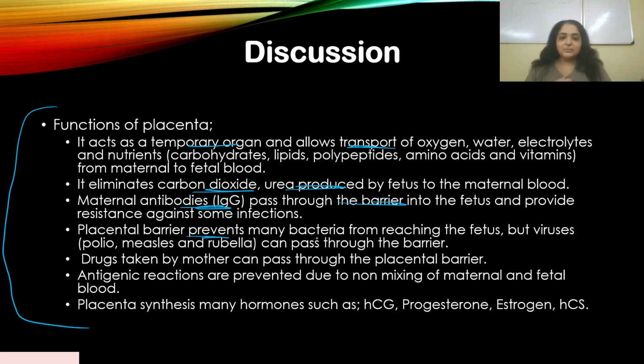Placental barrier prevents many bacteria from reaching the fetus, but some viruses do enter. Drugs taken by the mother can pass through the placental barrier, like cocaine and heroin. If the mother is addicted to drugs, it can go past the placental barrier and into the fetus. Antigenic reactions are prevented due to non-mixing of maternal and fetal blood. And placenta synthesizes many hormones such as HCG, progesterone, estrogen, and HCS.